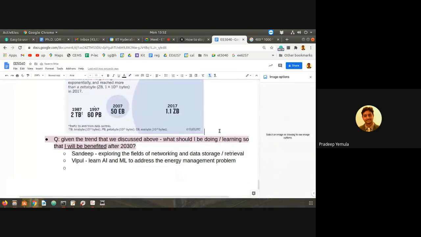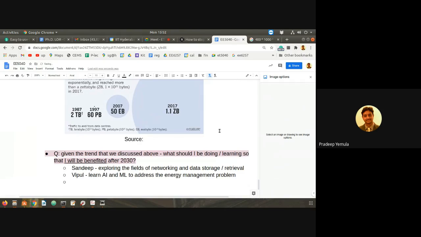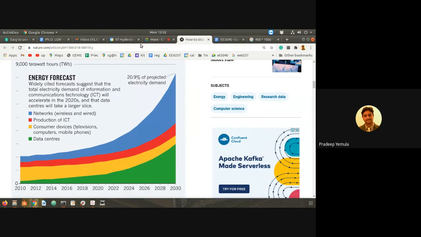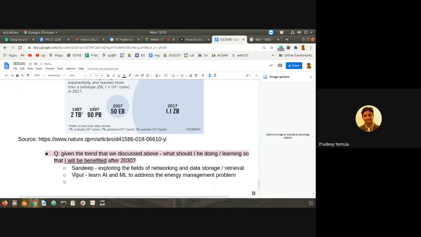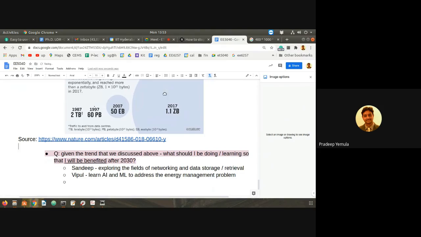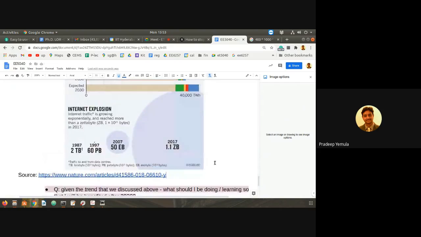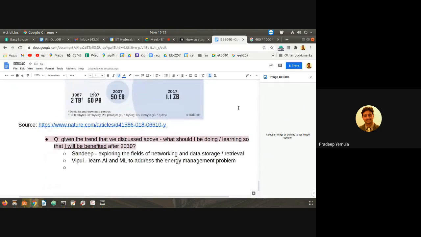Every time you take a picture like this, you have to mention the source. Otherwise, it will be plagiarism. So mention the source, okay, all the time. The source is this one. I'm just being lazy and providing a link. Okay. Yeah. So let's see what is there. So you got the point, right?